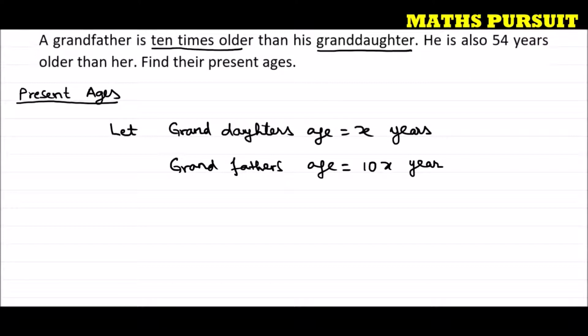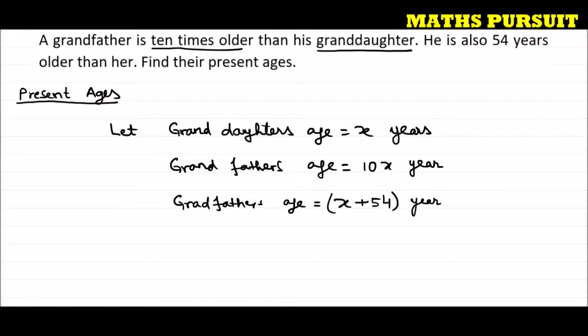Now, he is also 54 years older than her. Again the question is giving us grandfather's age. He is also 54 years older than her. That means grandfather's age is equal to x plus 54. This is also another thing that the question is giving us.